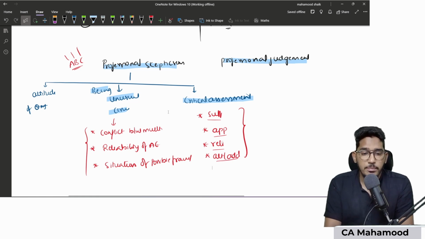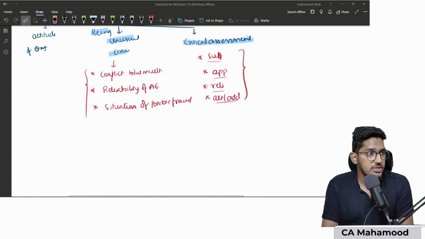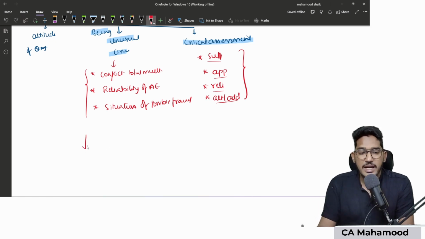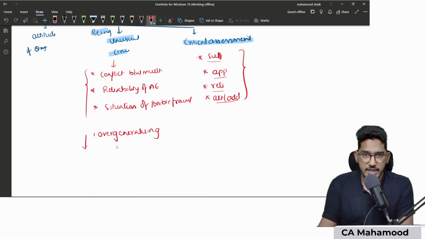And one more thing here, by maintaining an attitude of professional skepticism, auditor can reduce certain kind of risk. So what kind of risk will be reduced? 3 kinds of risk will be reduced. Number 1, overgeneralizing while taking decisions. By maintaining professional skepticism, the auditor can reduce the risk of overgeneralizing while taking the decisions.